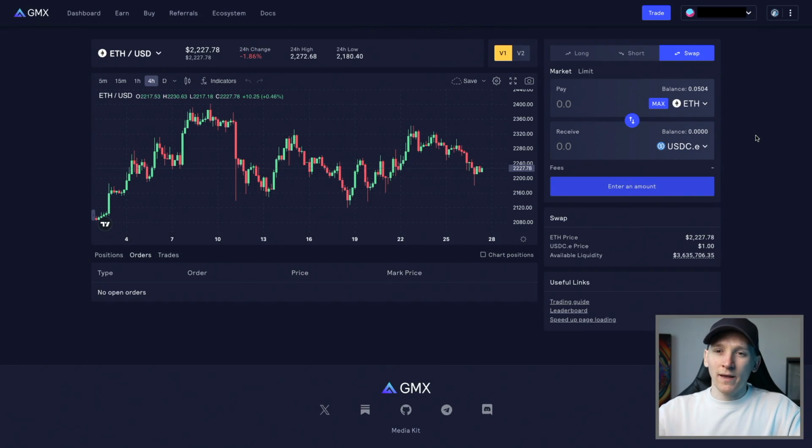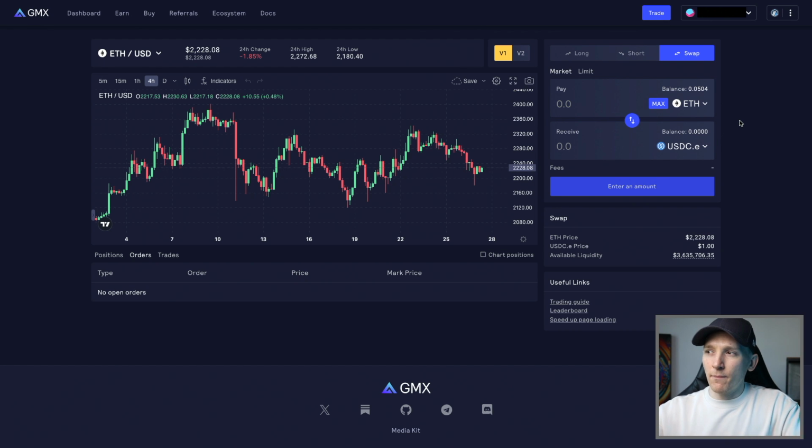Because GMX is a decentralized exchange, we are using the blockchain to open positions. Now, what GMX say is that during times of high volatility or when the blockchain is clogged up, you may find that price data and trades are a little bit slower than you wish. So what they recommend is that you may want to change your RPC. The RPC is the thing that your wallet uses to communicate with the blockchain. So how to change that?